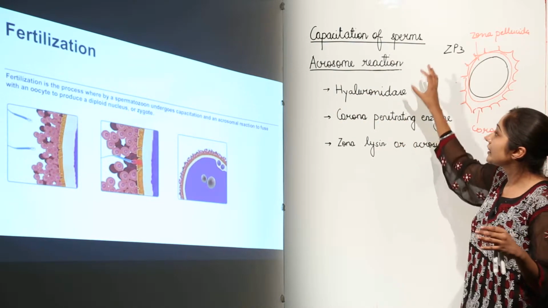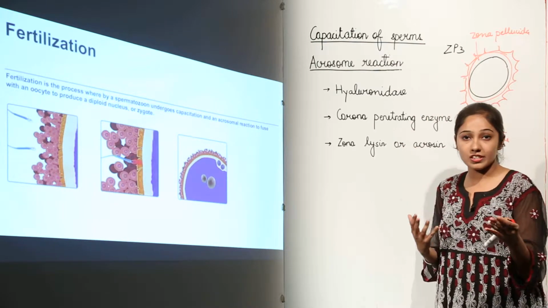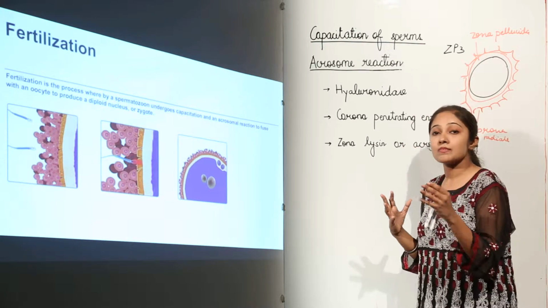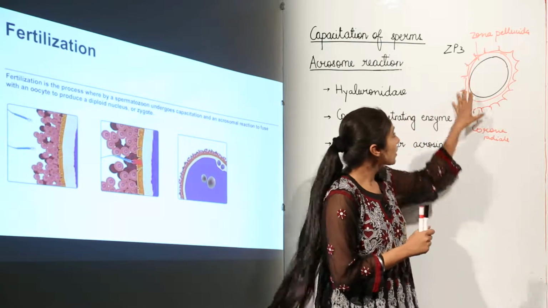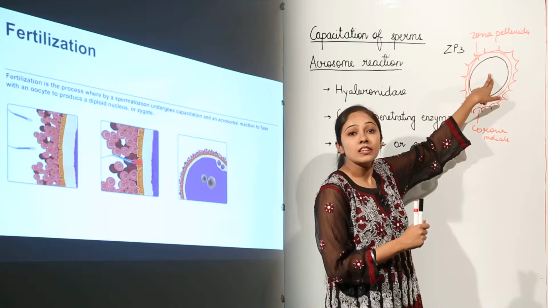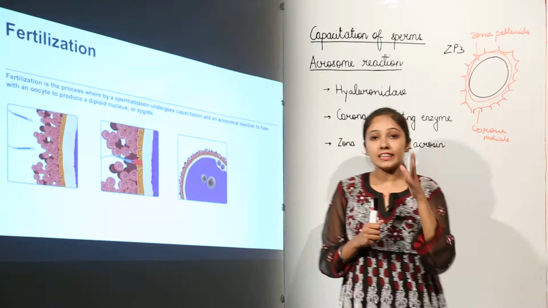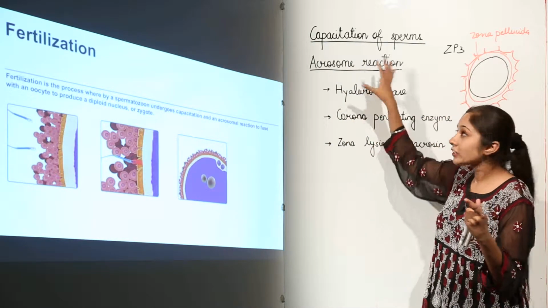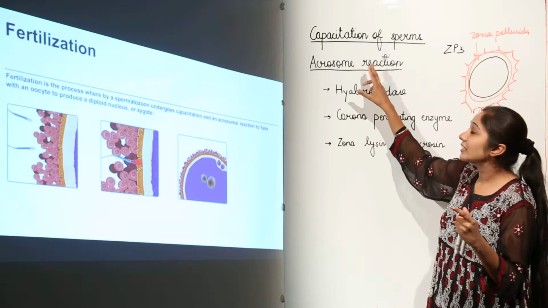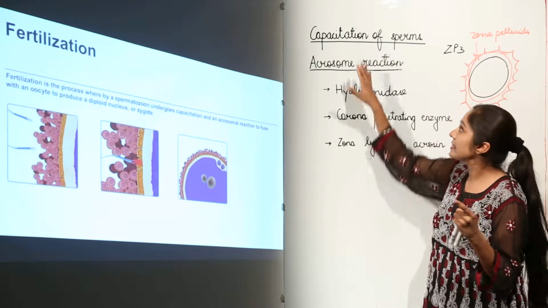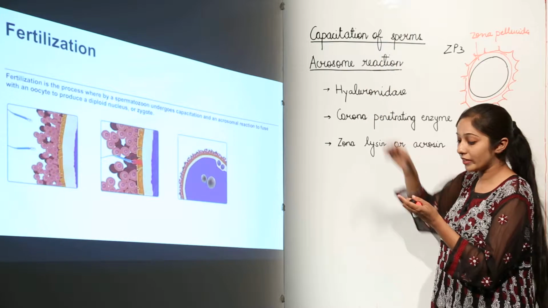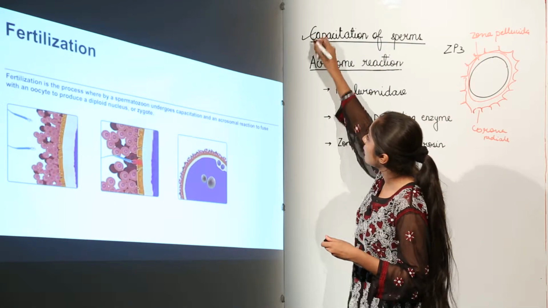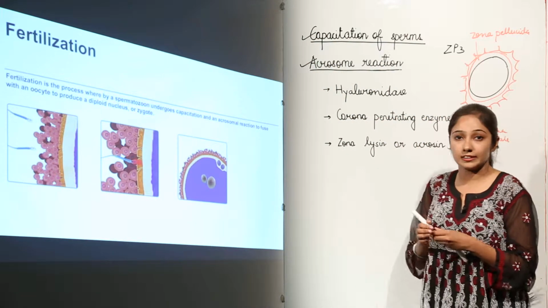Okay, so this acrosome reaction is very important so that the sperms can easily fuse with the nucleus of the egg or the ova. Now we will see these processes through an animation, what actually happens when we talk about this fertilization event, which involves capacitation of the sperms and acrosome reaction. Let's see an animation so that you have a clear idea of these two processes.